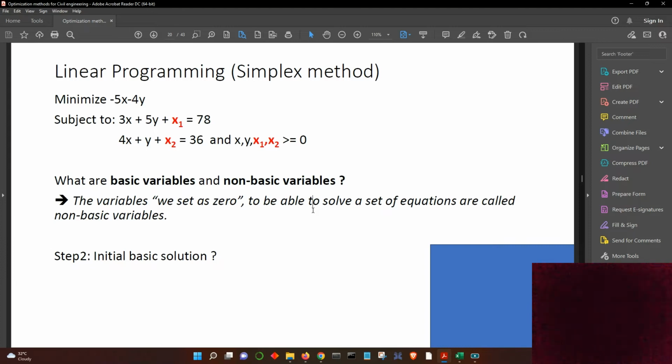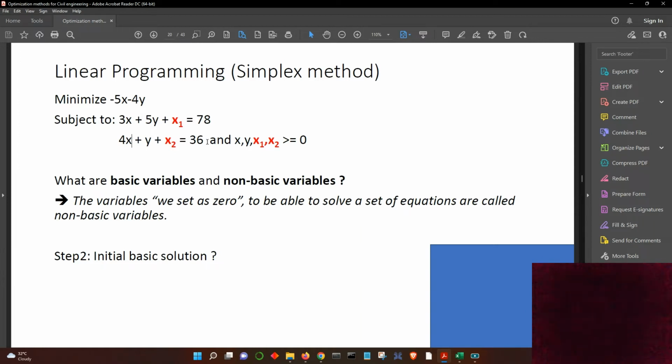Whenever we have, let's take this example itself, how many variables do we have? We have x, we have y, we have x1, and then x2. So here we have four variables, and the equations are two equations: 3x plus 5y plus x1 equal to 78, and 4x plus y plus x2 equal to 26. Now we cannot solve these two equations directly.